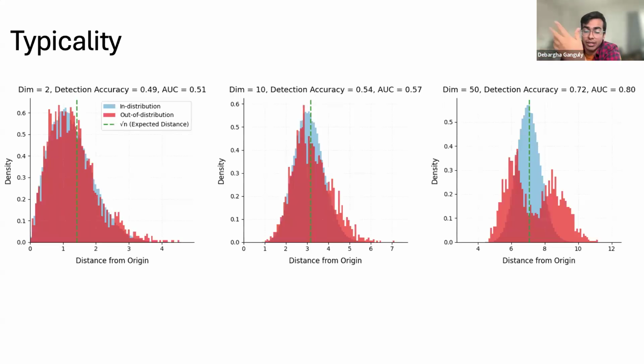So let me show you what this means. Let's say you have two distributions. One is your in distribution, one is out of distribution. These are very simple Gaussians. If you have a two-dimensional distribution, you expect samples to fall close to the root n expected distance, as we saw from the Gaussian annulus theorem. But in two dimensions, they overlap against each other. But when you move towards higher dimensions, you can tell what distribution you're drawing from just from the typicality.